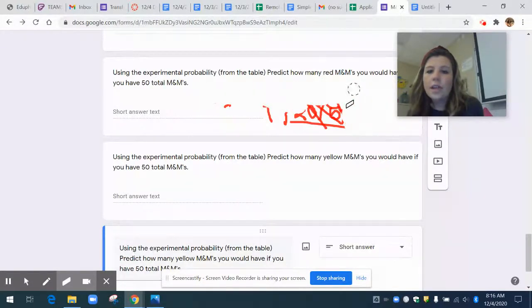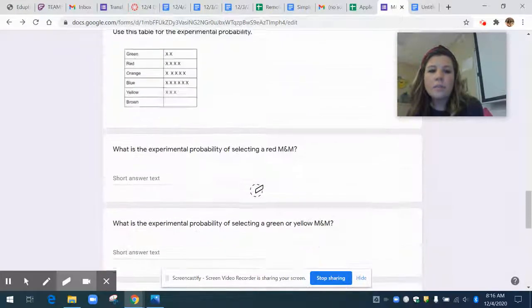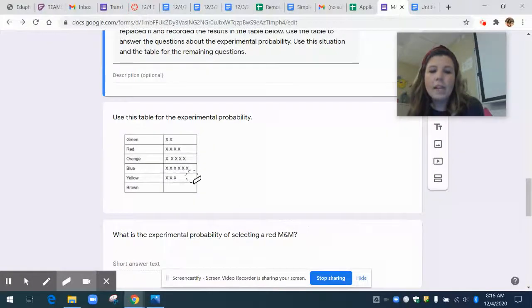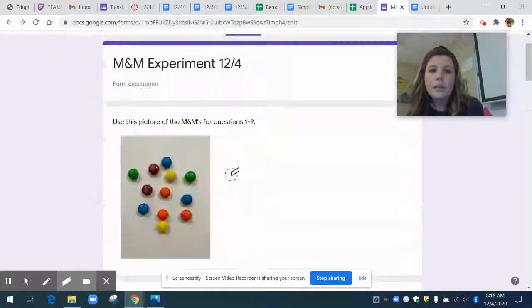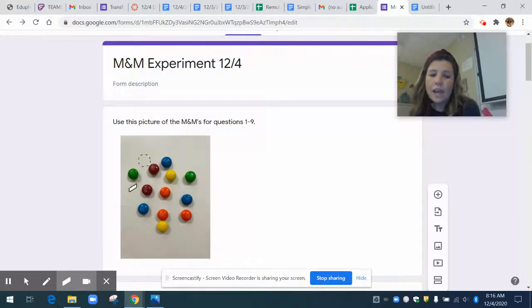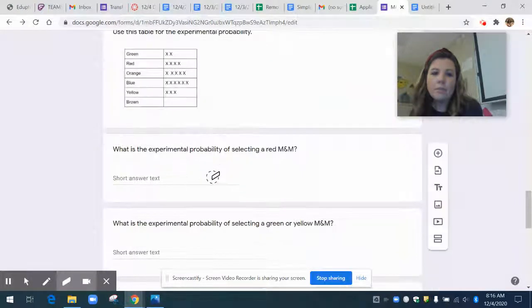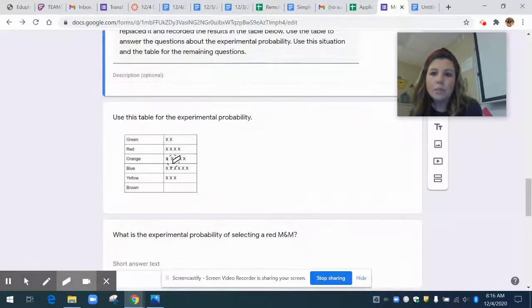Okay, so that is how you will do the remainder of the questions on this form. So remember that from the table down, you use the table as your information. From the table up, you use your theoretical probability, which is just using the picture of what should happen when you select your M&Ms. Okay, and this is what happened when we actually selected M&Ms 20 different times.